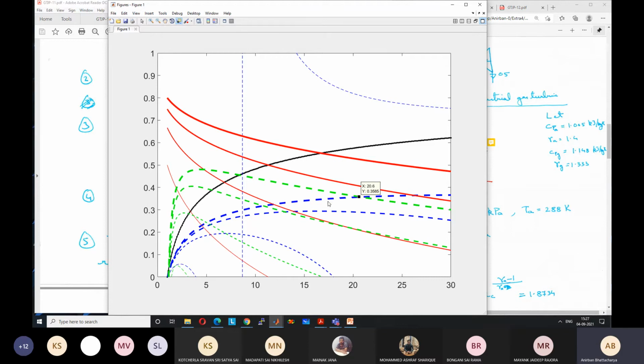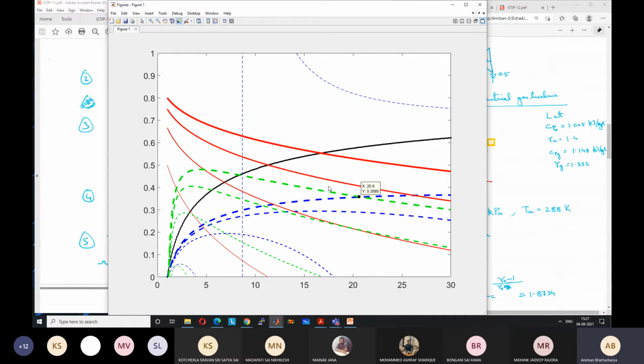I am not showing the other plots. You can try on your own. For the reheat cycle, I will give a computer programming assignment for the jet engines because that is more interesting, not for the industrial turbine. But if you want, you can try on your own for the reheat cycle and the intercooled cycle.